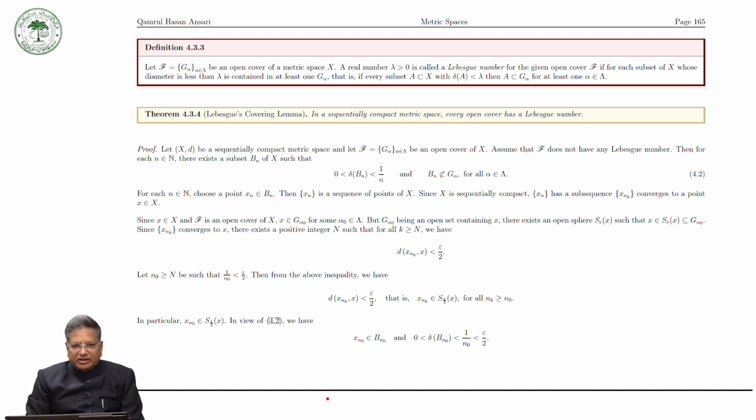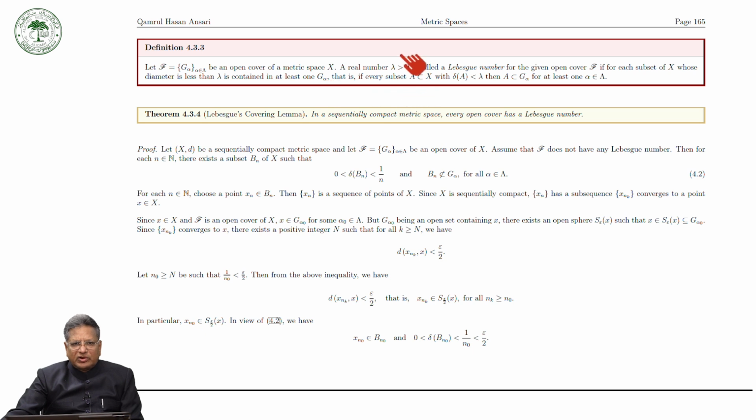For that we have to define the concept of a Lebesgue number. The Lebesgue number is related to an open cover of a metric space X. So let F be a family G alpha, alpha in Lambda. Let this be an open cover of a metric space X.